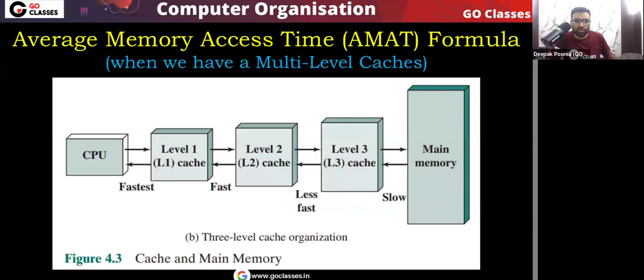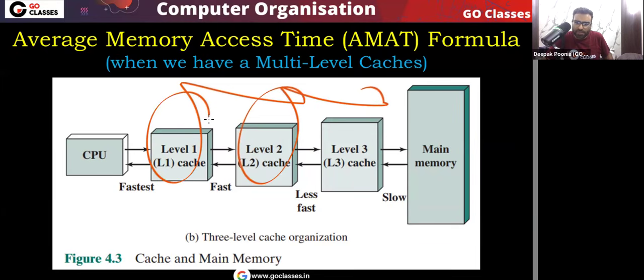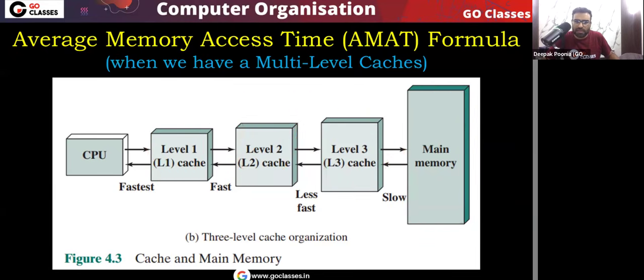Very simple concept. So we need to find the average memory access time formula. I told you that to find the average memory access time, we need to consider the hit rate of L1, hit rate of L2, hit rate of L3. The hit rate of main memory is always 1 because this is the last level of memory hierarchy. So this will always hit. For the last level of memory hierarchy, the hit rate is always 1.